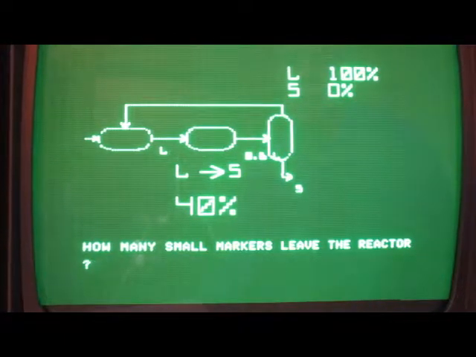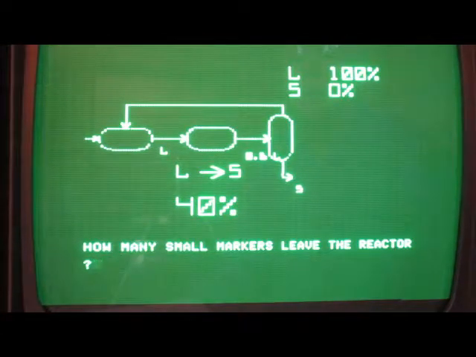How many small markers leave the reactor? L large ones come in and 40% react, so there must be 0.4 L.